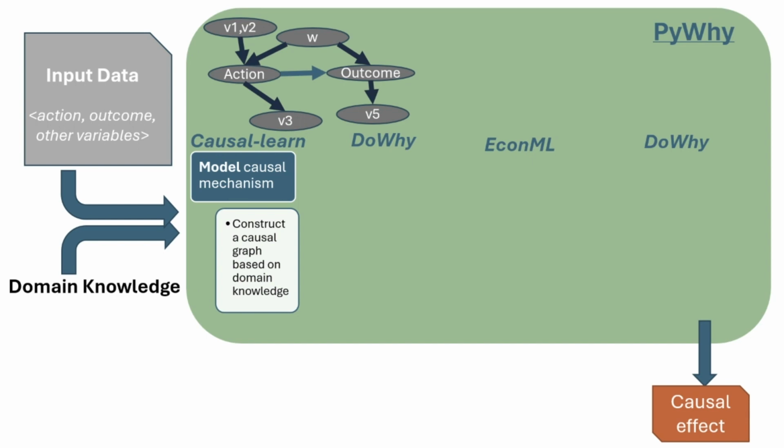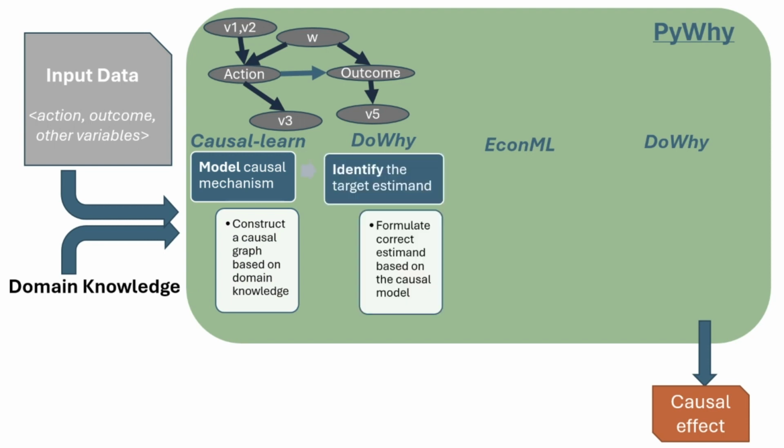What really happens is you have some input data, some action, some outcome, other variables. Then you have some domain knowledge in your head, maybe. And then the first step is you model the causal mechanism. So here you want to construct a graph. What the PyWhy ecosystem supports is a library called Causal Learn, developed by Professor Kun Zhang and his collaborators at CMU. They are experts in learning the maximum amount of knowledge that you can learn about a graph from data. So you can use that to jumpstart your analysis and create a graph from their algorithm, and then manually edit it further.